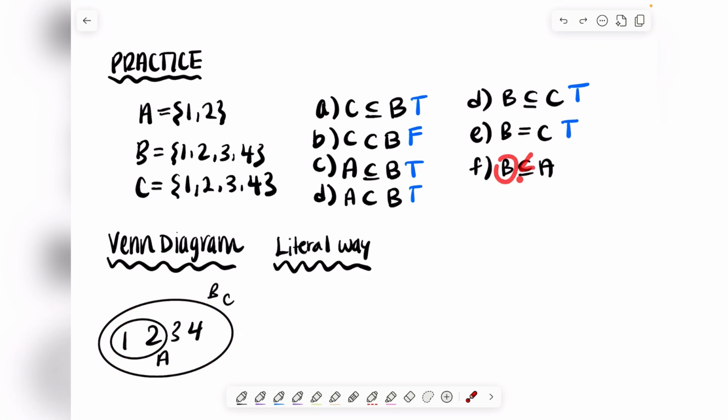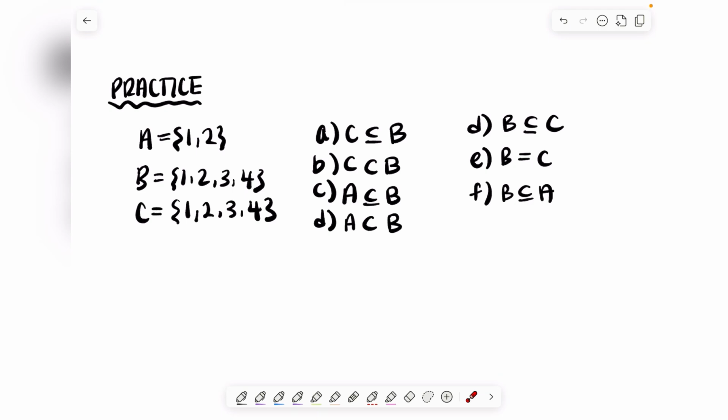Is set B smaller than or equal to set A? Well, set B is right over here, and set A is right over here. So set B is not smaller than, it's actually bigger than set A. So this is false. Now the literal way is literally using the definition.